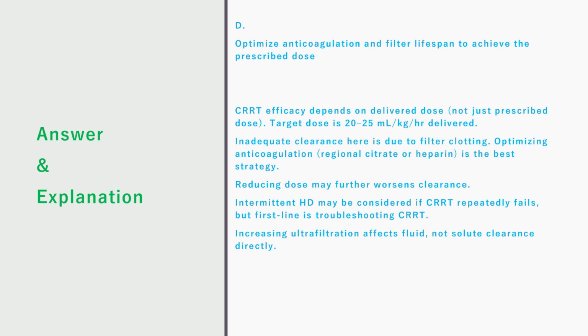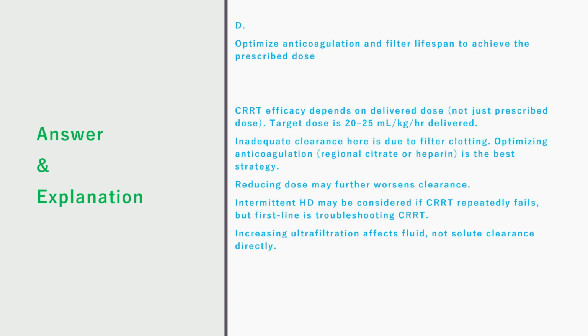Correct answer is D. Optimize anticoagulation and filter lifespan to achieve the prescribed dose. Explanation. Continuous renal replacement therapy efficacy depends on delivered dose, not just prescribed dose. Target dose is 20 to 25 milliliters per kg per hour delivered. Inadequate clearance here is due to filter clotting. Optimizing anticoagulation, regional citrate or heparin, is the best strategy.